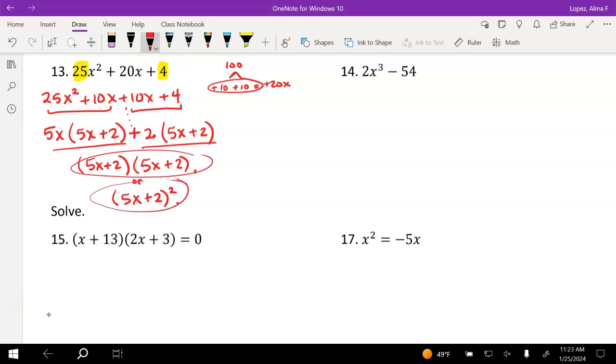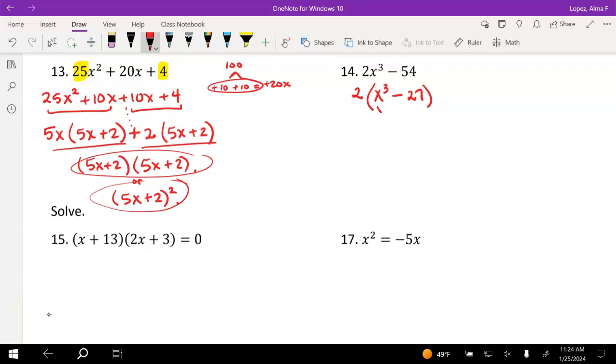And finally, last one over here. It looks like a cube, but the 2 is not. So then I think, well, maybe that's the greatest common factor. 2x cubed and 54 both have a 2 in common. When I factor it out, I am indeed left with x cubed minus 27. That is a difference of 2 cubes, a cube problem.